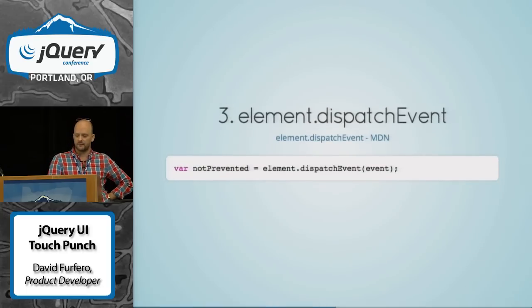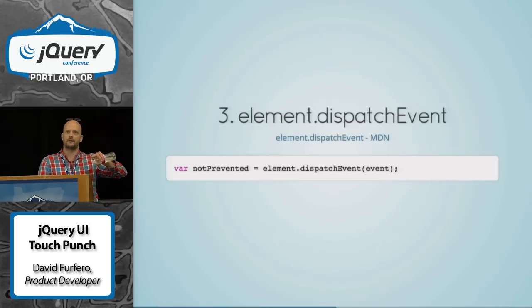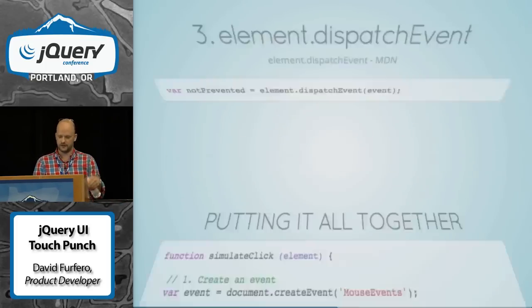And then you take that event that you've created and you dispatch it on the element that you want. So if you want to click a link, you would document.getElementById your link and dispatchEvent on it with the event you've created. And what that returns is whether or not the event has been prevented, or rather the opposite. So not prevented. Maybe that's not clear, but in a second it will be.